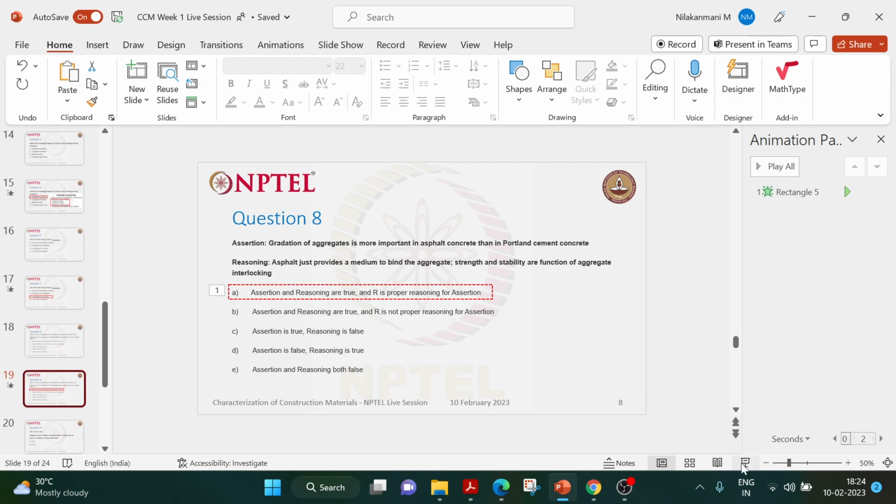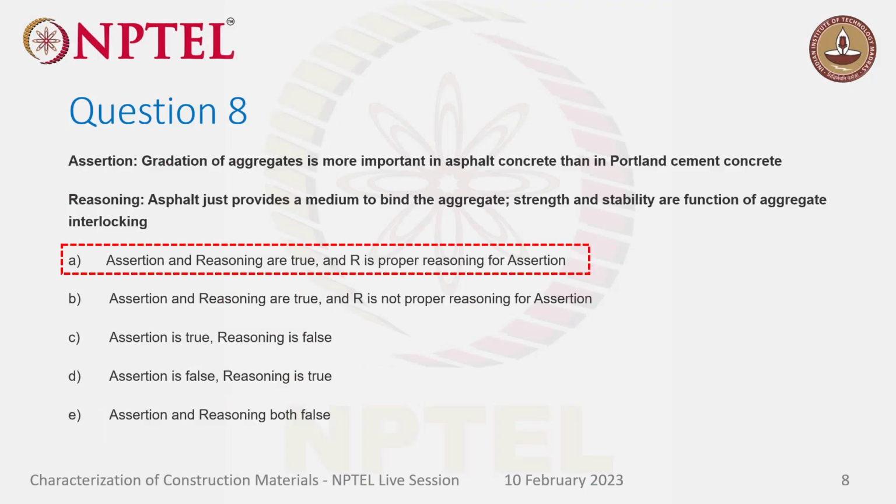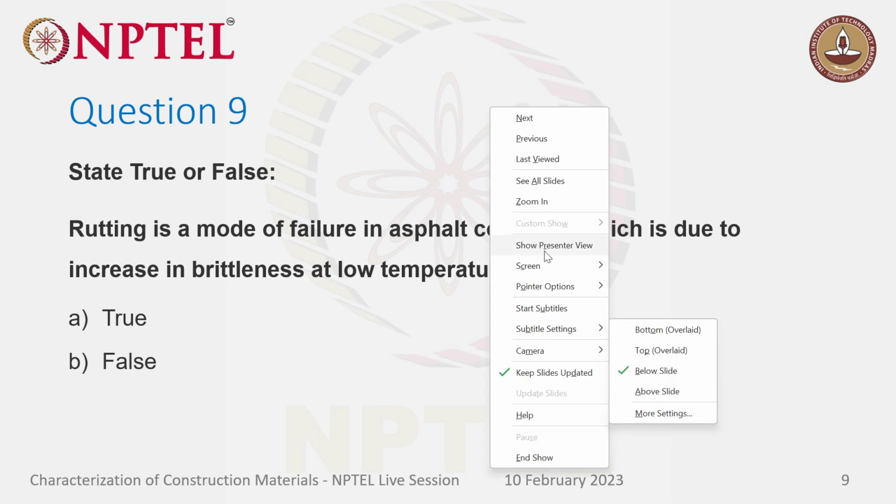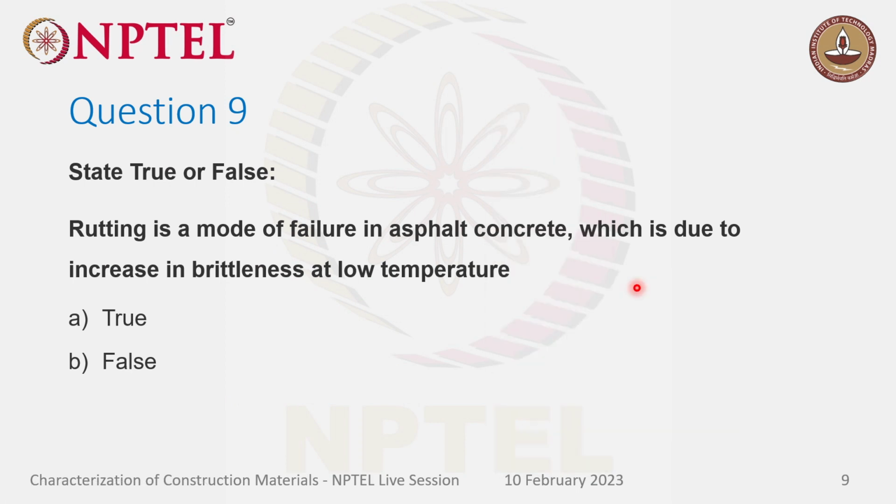Now let's get back to the PPT. The question is on failure modes in asphalt concrete. The statement is: rutting is a mode of failure in asphalt concrete which is due to increase in brittleness at low temperature. Please pick whether it's true or false. Let me start the timer now.